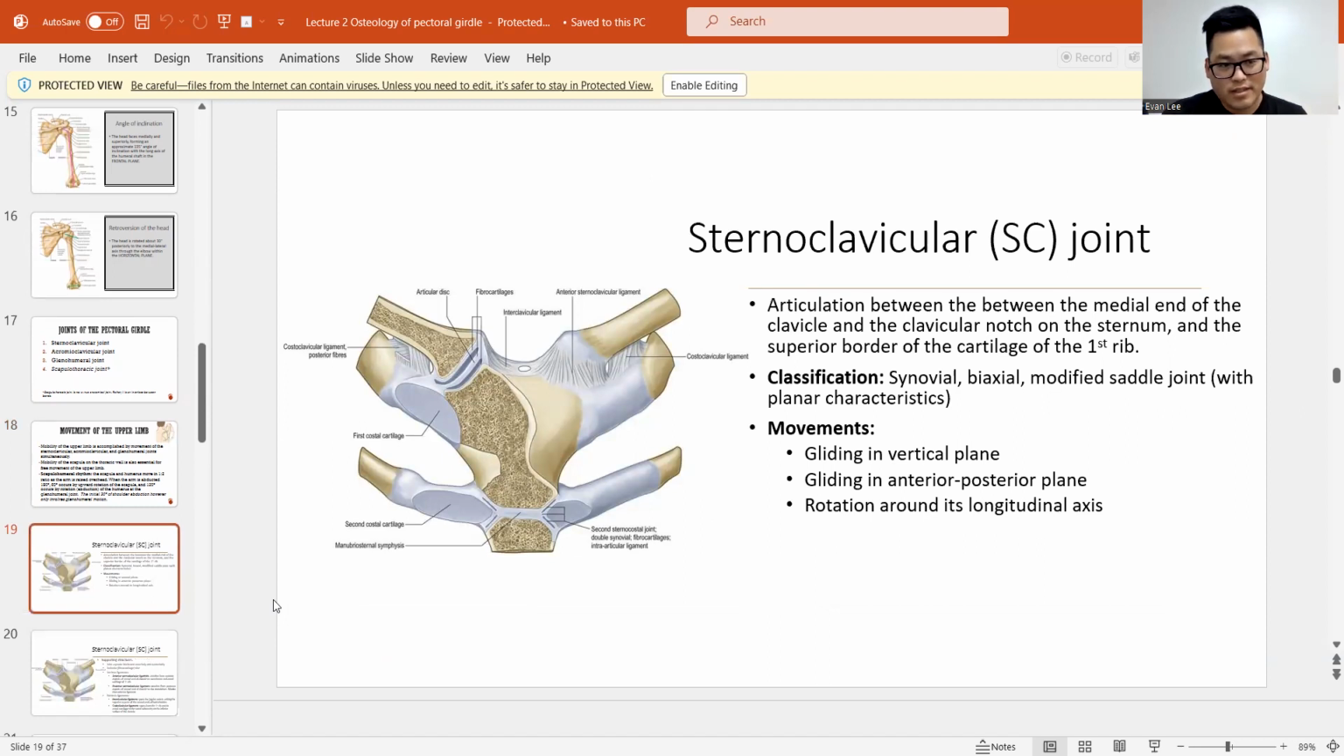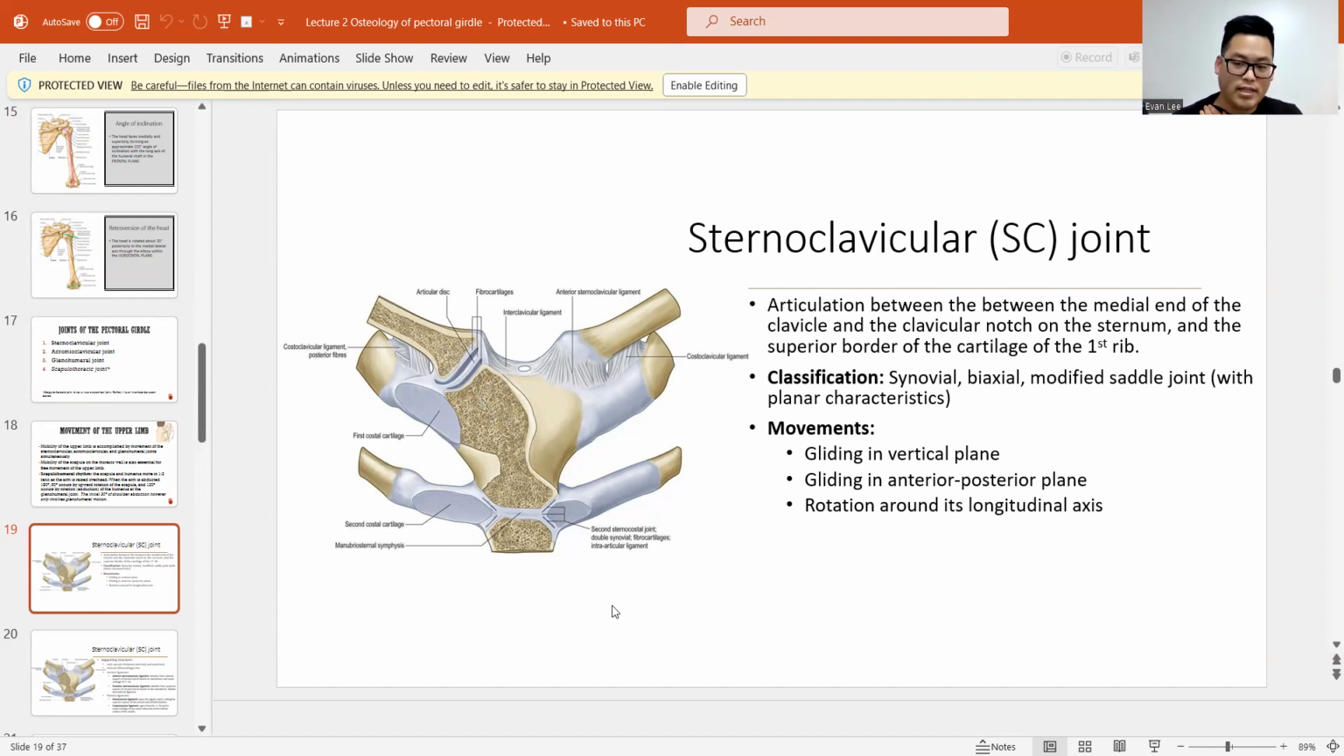Now, to take a look at some joints, let's see how a lot of these pectoral girdle bones are going to be connected. To start off, we have what's called the sternoclavicular joint. So sternoclavicular joint, what does that tell you? It's going to be between sternum and clavicle, specifically the sternal end of the clavicle and the manubrium. You can see right here where the clavicle meets with the manubrium, and this is going to be a somewhat mobile joint, but not the most mobile.